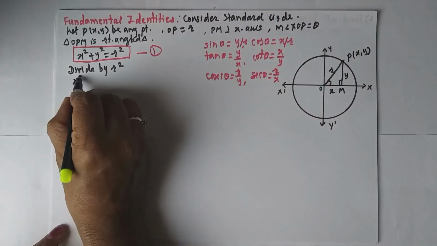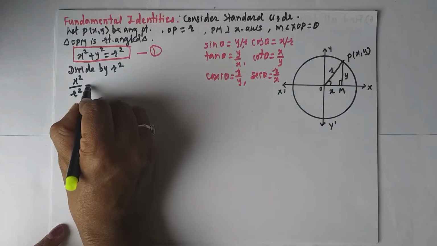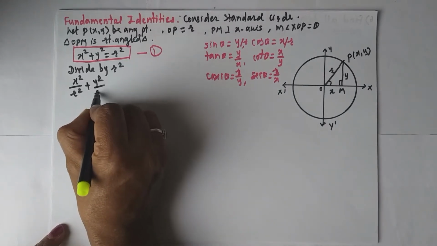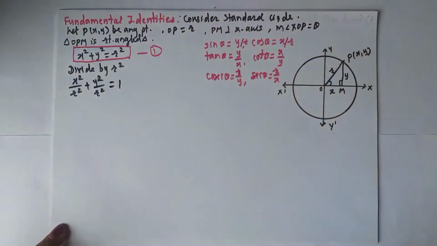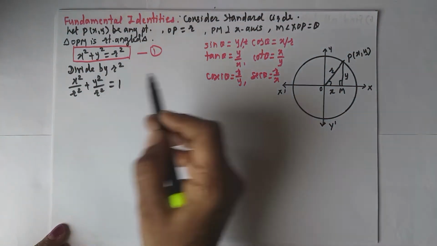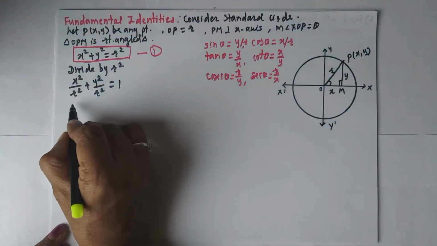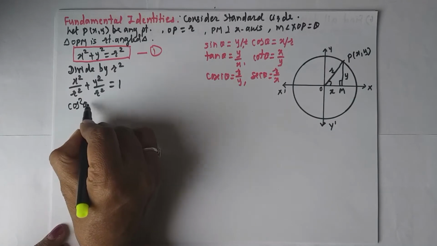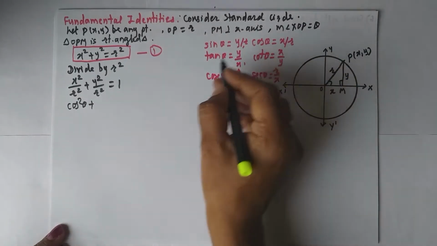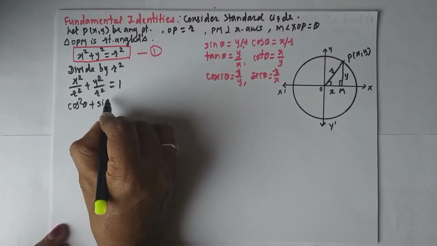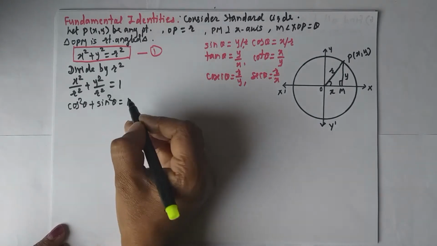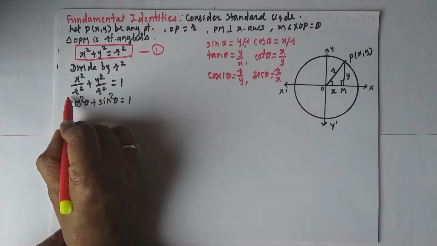Now we will divide this equation by r square. Then we will get x square divided by r square plus y square divided by r square is equal to 1. Then we put the value of x by r. What is x by r? That is nothing but cos theta. We will get cos square theta here. And this y by r is nothing but sin theta. Therefore, cos square theta plus sin square theta is equal to 1. In this way, we get the first identity.